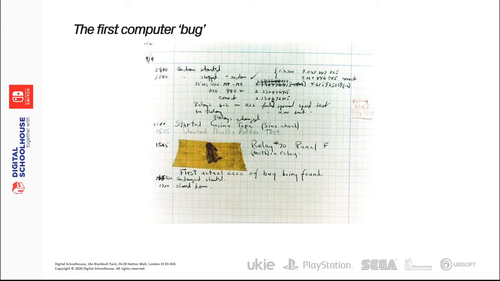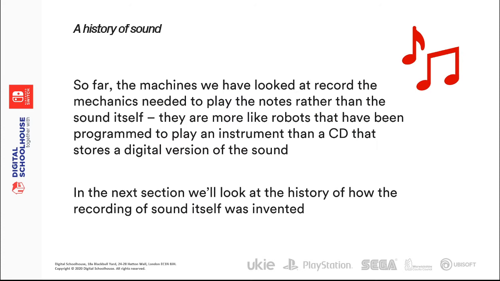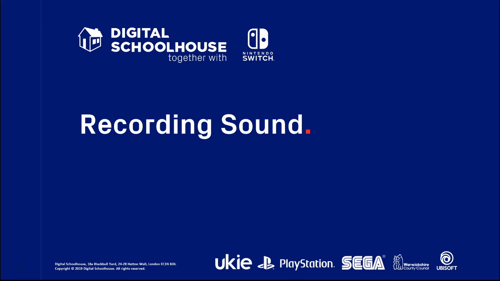And we can thank Grace Hopper for coming up with that idea of having a bug in your computer. Right. So let's have a little bit more of the history of sound. So far, the machines we've looked at recorded the mechanics needed to play the notes rather than the sound itself. They were more like robots that had been programmed to play an instrument than a CD that stores a digital version of the sound. In the next section, we're going to look at the history of how the recording of sound itself was invented. So how do we go from using punch cards to represent different notes, which is just a representation of the different numbers and a more robotic way of working, to actually recording the sound, actually representing the sound itself?